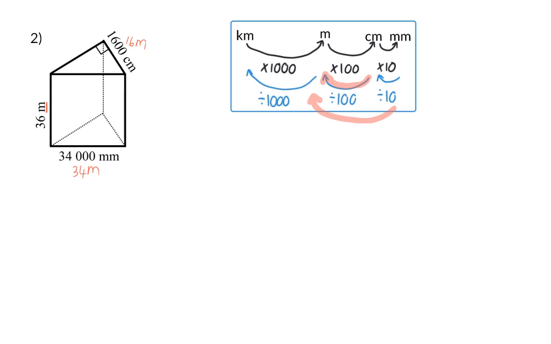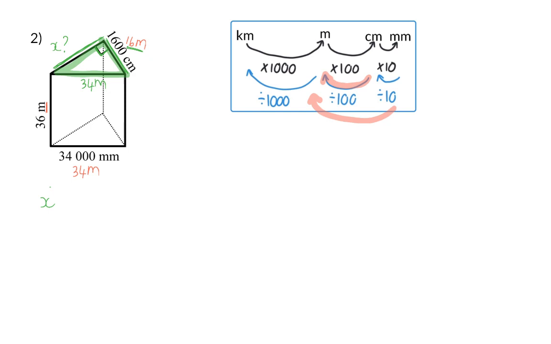Next, focusing only on the triangle, you need to realize that we only have 2 of the 3 side lengths. In the triangle, which is a right-angled triangle, we have the hypotenuse as 34 meters and one of the shorter sides as 16 meters. Now, however, when we want to determine the area of the triangle, we need the base and the perpendicular height, which means we need to determine the length of the third side. I'm going to call this side x.